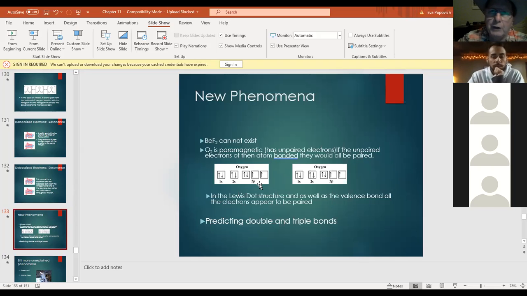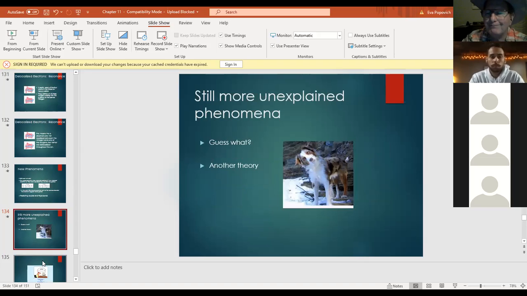However, we know that oxygen is paramagnetic. That means it gets moved in a magnetic field. In order for it to be paramagnetic, it has to have unpaired electrons. Therefore, this can't exist under atomic orbitals. We must do something else to it. Another thing is, this doesn't really predict double and triple bonds. We have more unexplained phenomena. Guess what? We have another theory.